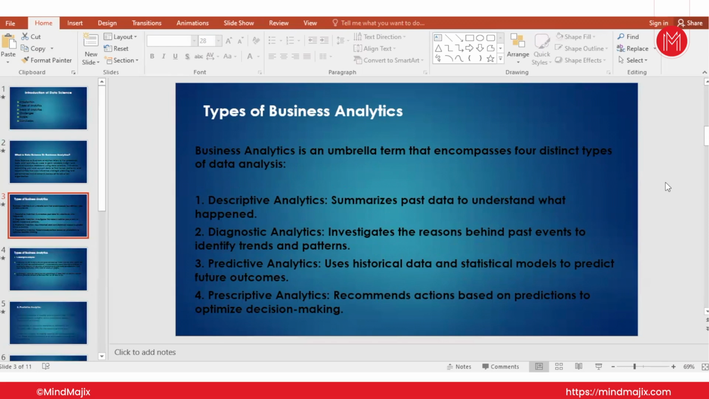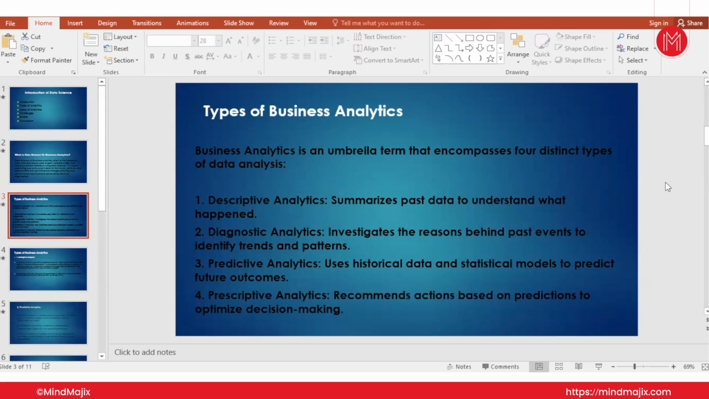In descriptive analytics, we summarize past data to understand what happened. In diagnostic analytics, we investigate the reasons behind past events to identify trends and patterns. Next is predictive analytics, which uses historical data and statistical models to predict future outcomes. By that, we draw insights over historical or past data, build statistical models, and try to predict the future outcomes.